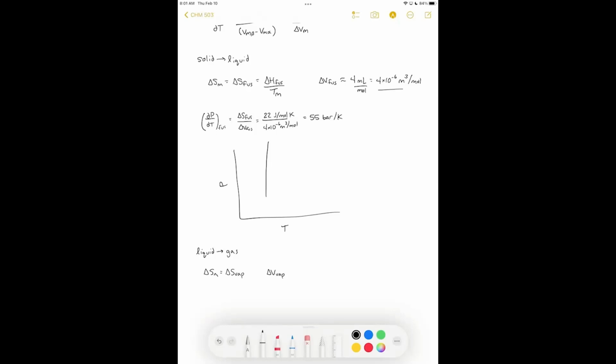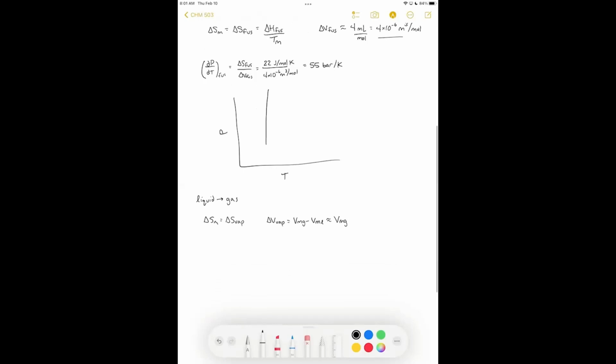So the gas takes up about 3 orders of magnitude more space than the liquid. So even though the delta V of vaporization is the molar volume of the gas minus the molar volume of the liquid, we're going to approximate that as simply the molar volume of the gas, since it's about 1,000 times greater than the molar volume of the liquid.